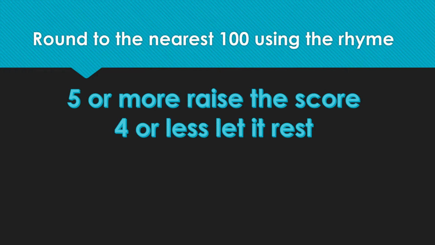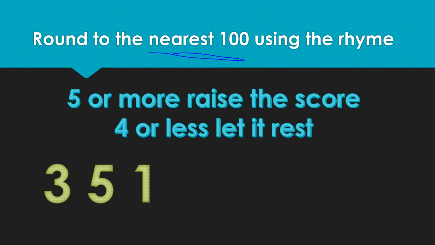Let's use the rhyme again for rounding to the nearest 100. This time we're going to use the number 351. Since we're rounding to the nearest 100, we are looking at that 3 to decide if it's going to go up or if it's going to rest and stay the same.